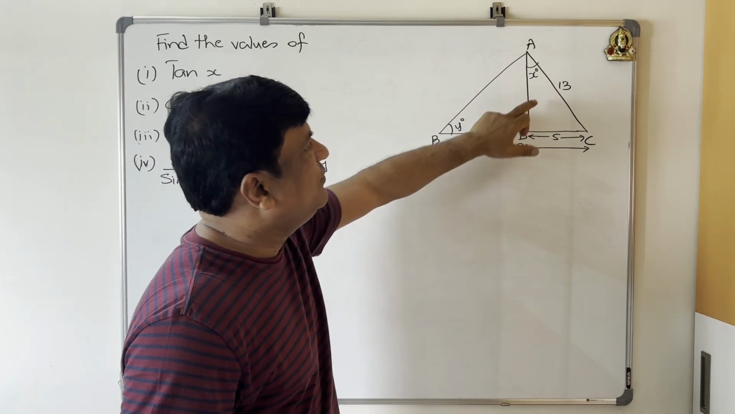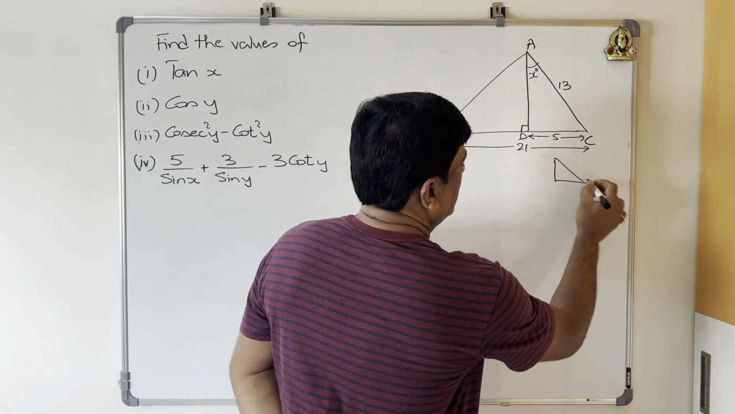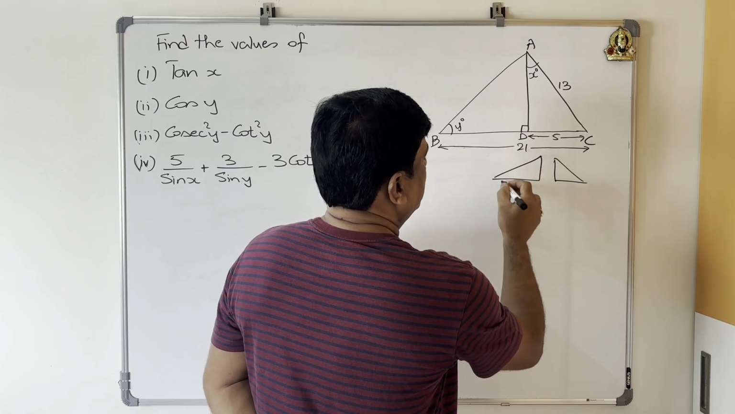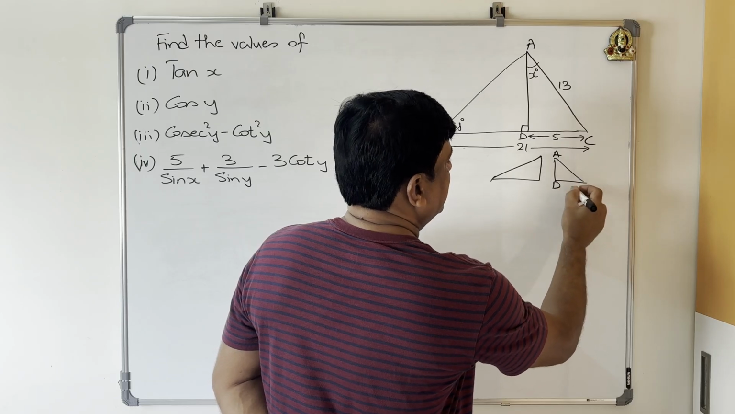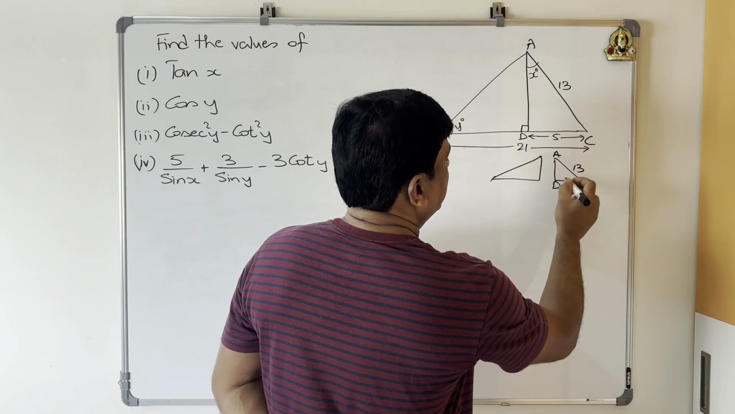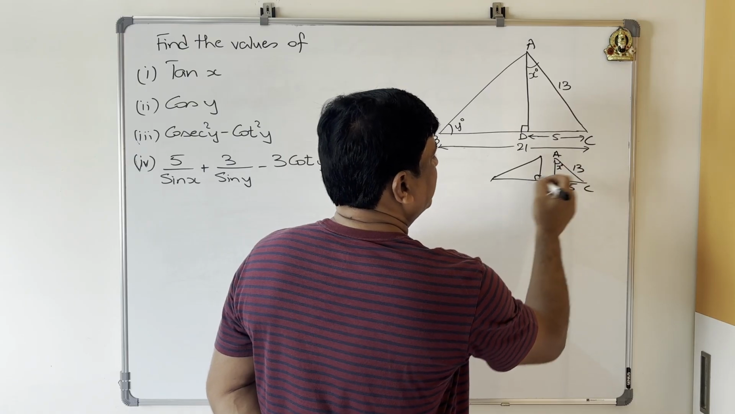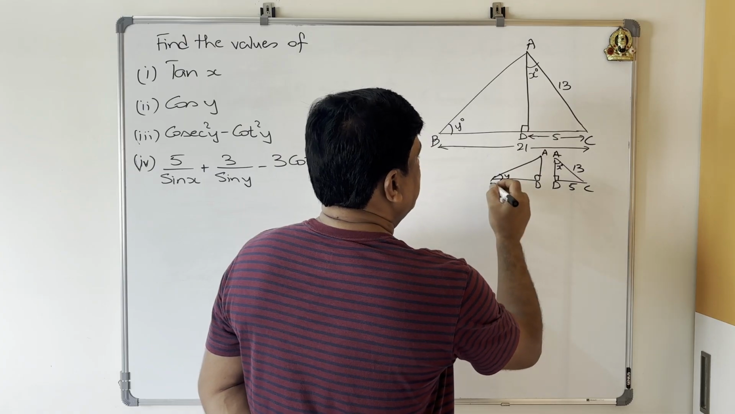So what I'm going to do is split this triangle and put it over a small figure like this. The other triangle, I'm going to put it like this. Look at it, right? So this is A, D, C. This is 5, this is 13. This is a right angle, this is a right angle over here. X degree is here, Y is here. So this is again A, D, B.